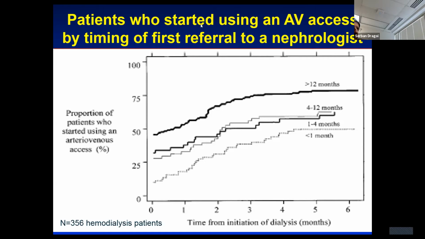So the best results are in those over 12 months enlisted with a nephrology practice. And this is patients who started using an AV access, graft or fistula, and this is the percent of those patients. So the best percentage, 50% and higher, happens in these people that were with a nephrology practice for a long time. If it's less than a month, it's very hard. It's obviously the worst situation. The nephrologist doesn't have time but to place a catheter.